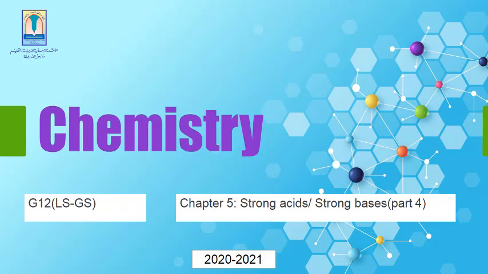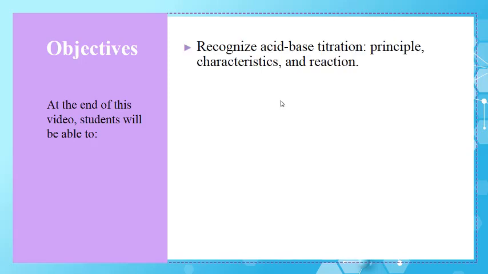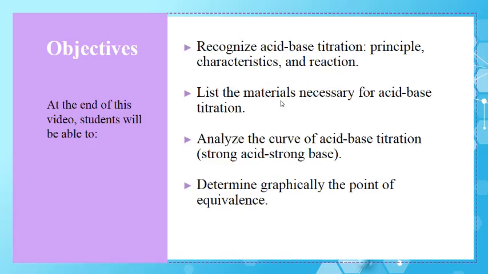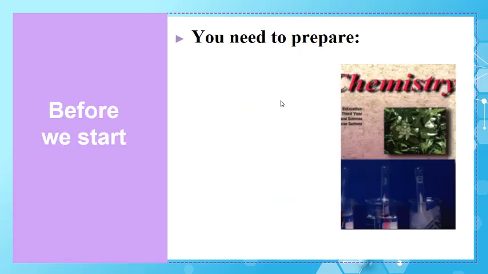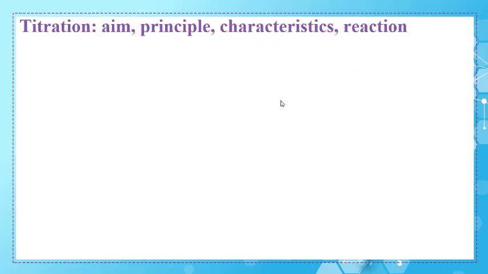I will be explaining to you part 4 of the same chapter 5, strong acids and strong bases. Let's start with the objectives. In this chapter, we have 4 objectives to be covered. As usual, I will not read them. We will talk about each of them in this slide. Now, you also need to prepare the same materials as usual.